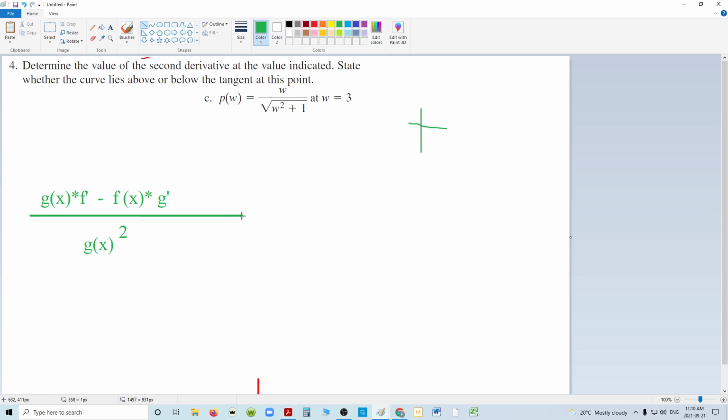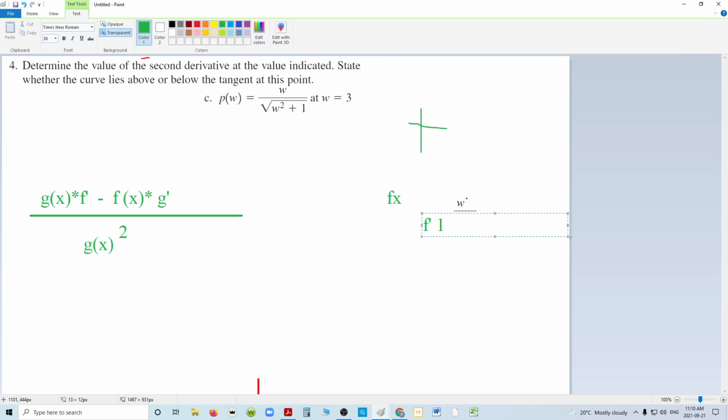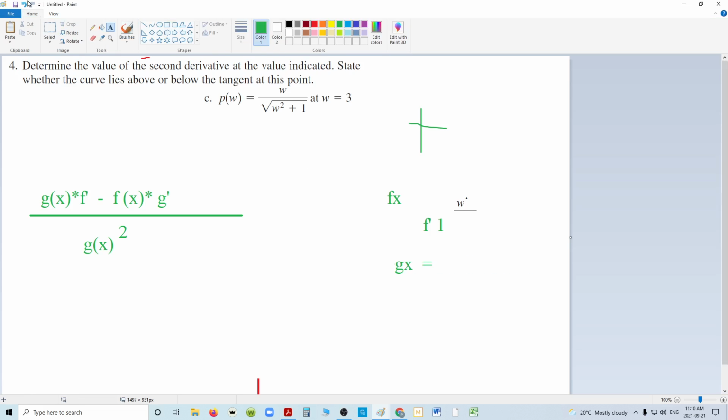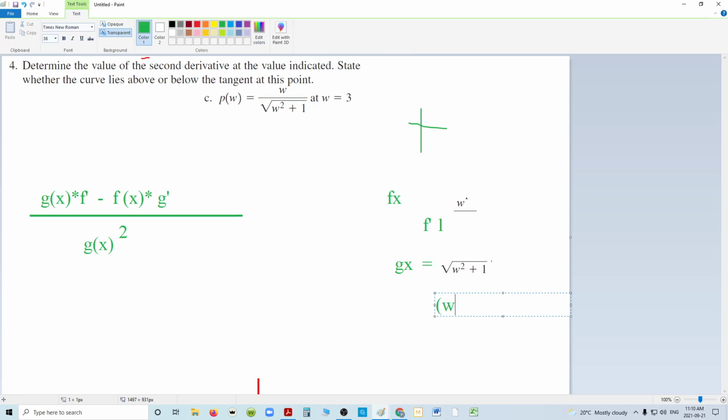So let's look at what we have. The numerator function, f of x, is w. Its derivative is 1. The bottom function, g of x, is the square root of w squared plus 1. To take the derivative of that, you have to turn it into what it actually is: w squared plus 1 to the half. That's what a square root is.